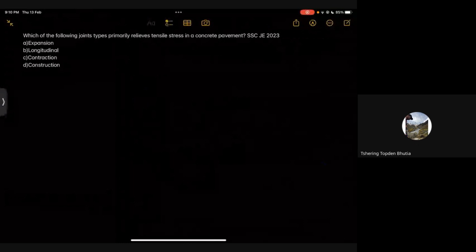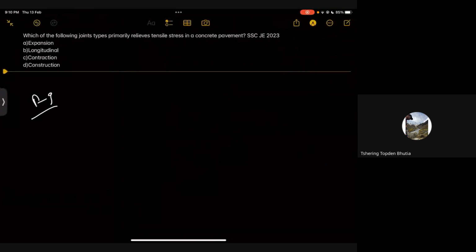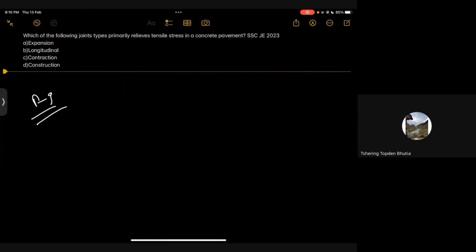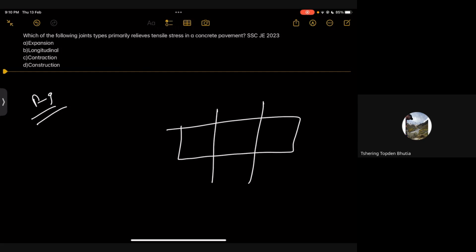Okay, there's another question. Please participate in poll number 9. Which of the following joint types primarily relieves tensile stress in concrete pavement? So which type of joint relieves tensile stress? One joint releases compressive stress, and one joint relieves tensile stress. So both joints act in the same direction. From there, which one was for tensile stress and which for compressive stress is important to consider. Okay, then I think we can safely close the poll.